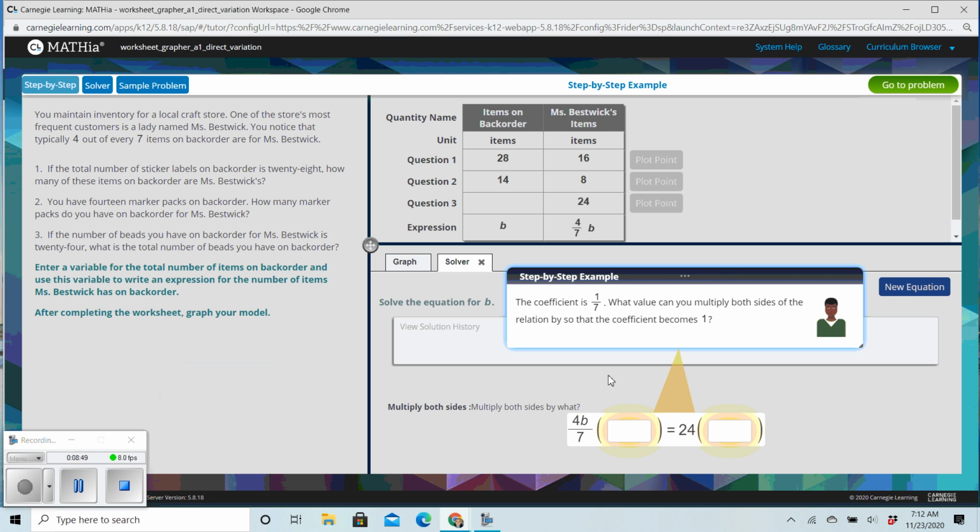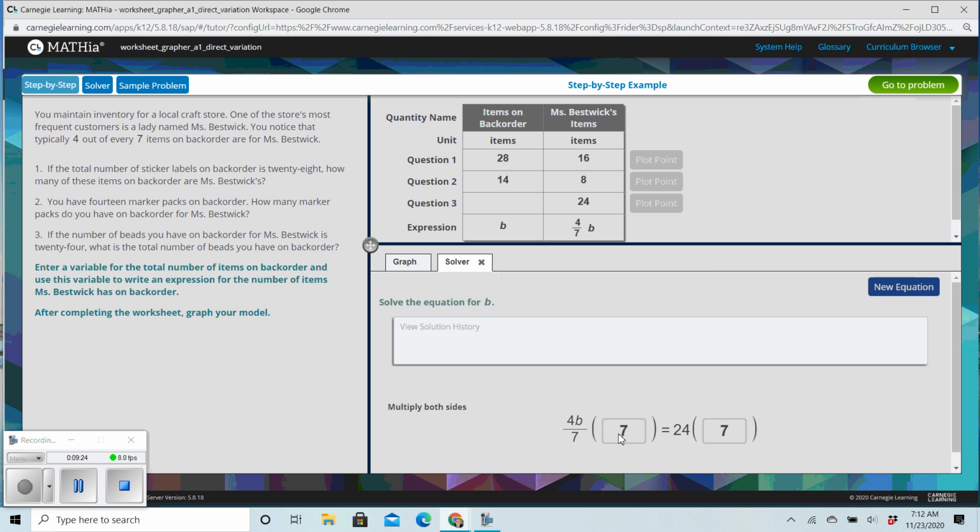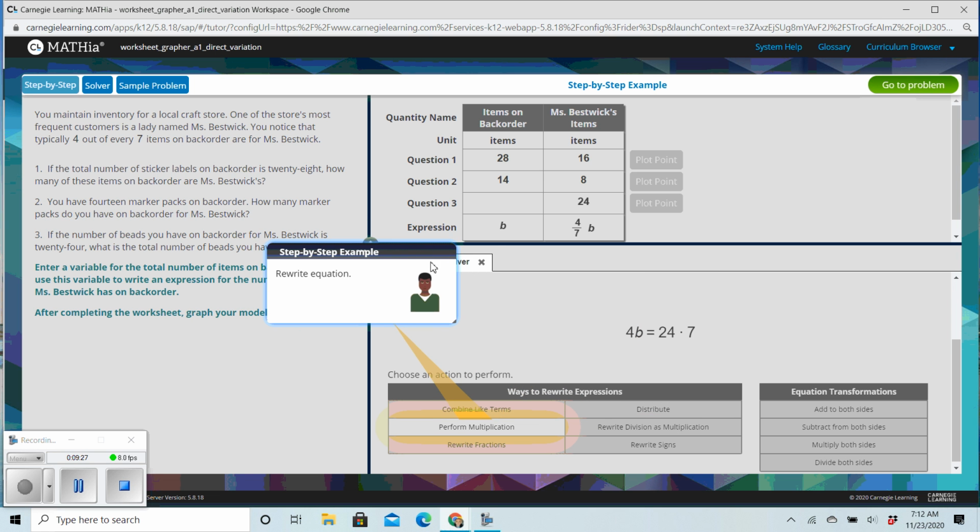Now, the coefficient is 1/7. I know that 4 is there, but right now they're just saying it's 1/7. What value can you multiply both sides of the relation by so that the coefficient becomes 1? So basically what they're asking you is, how can we get rid of the 7 so we can make 4b be by itself? So we can get rid of the fraction. And what we're going to do is multiply by 7, right? So it's kind of like multiplying by the reciprocal, except this time we're not going to put the 7 over 4. We're just going to multiply by 7 to get rid of it. When we multiply by 7, we're left with 4b equals 24 times 7.